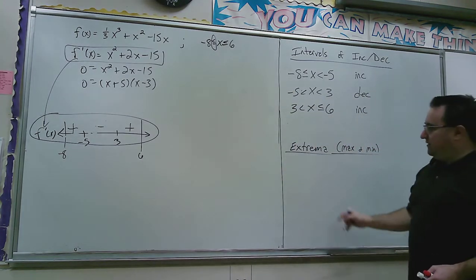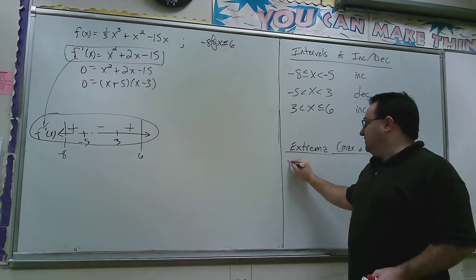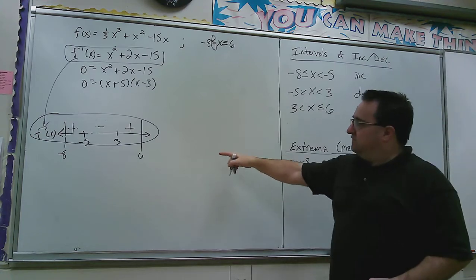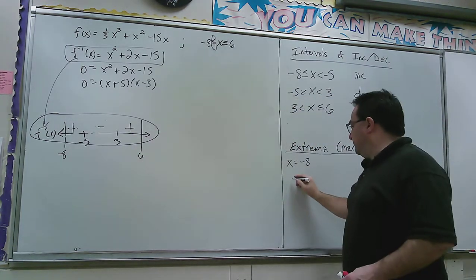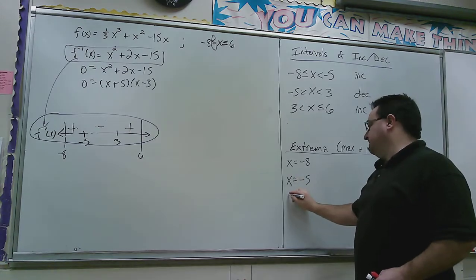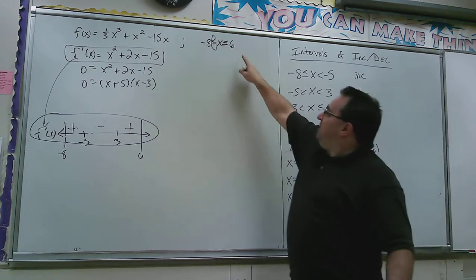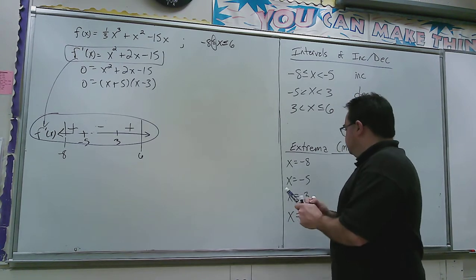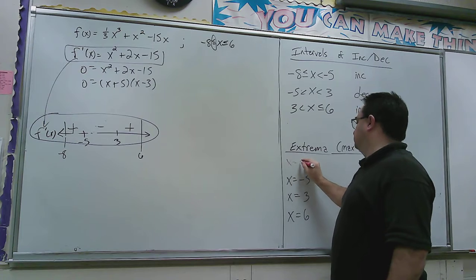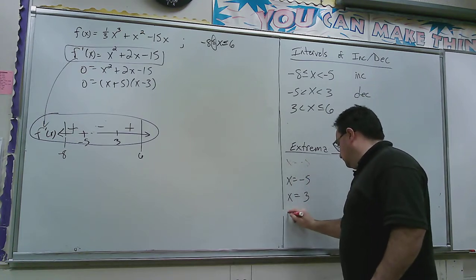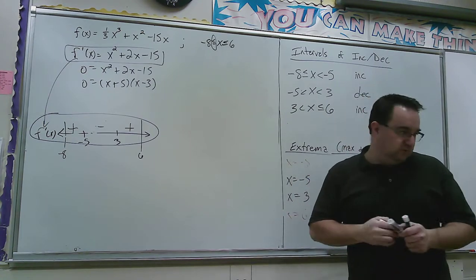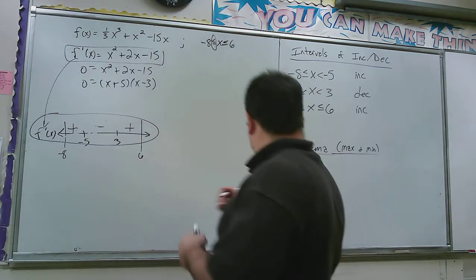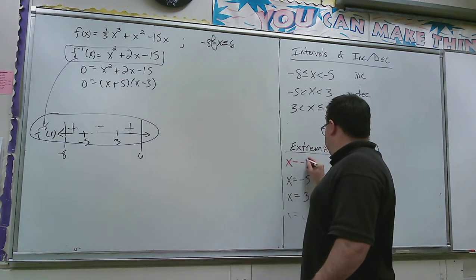Okay, so I know that I have extrema. I'm going to have one at -8 because it's an endpoint. I'm going to have these that I got from finding where the first derivative was 0. And I'm going to have one here. Maybe I should do those in a different color. That red is not working well. There we go.